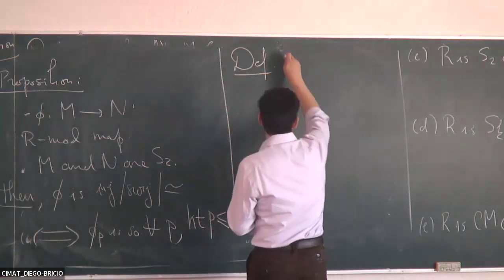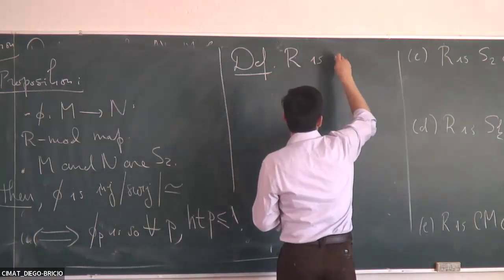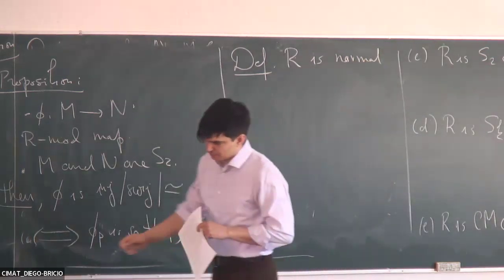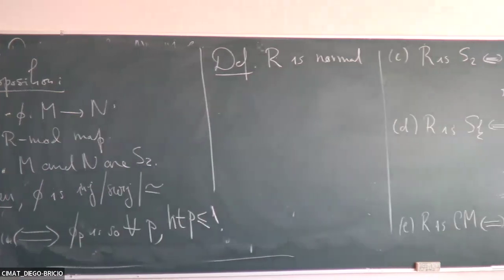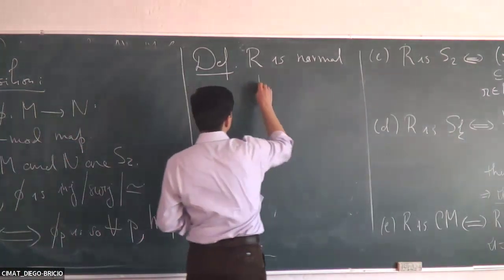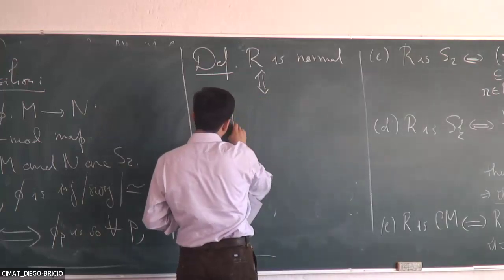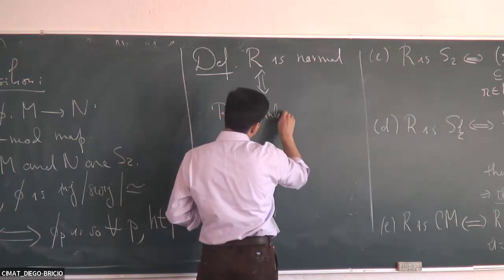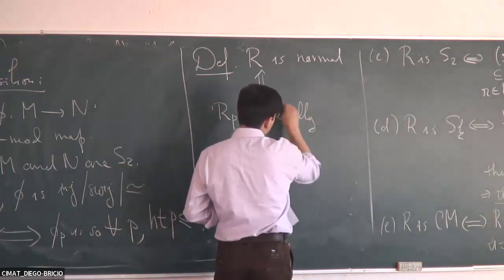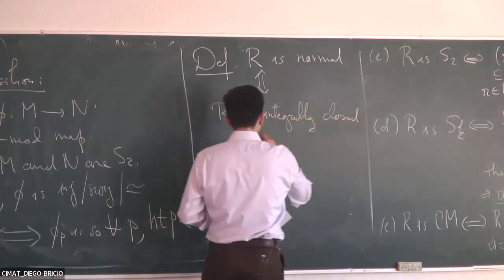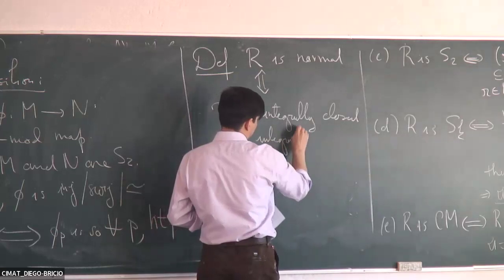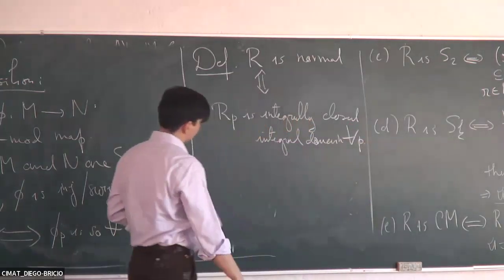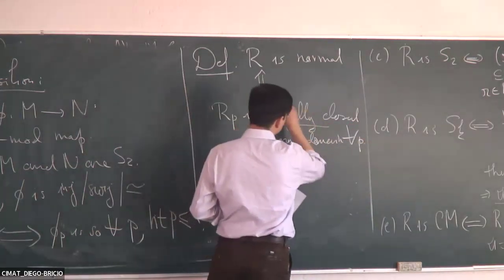Okay, definition. If you have a ring, here it is normal. Remember, we always assume rings to be Noetherian. So a ring R is normal if and only if, it's a local property, so the property is that R_p is an integrally closed integral domain for every prime p. What is the meaning of this?